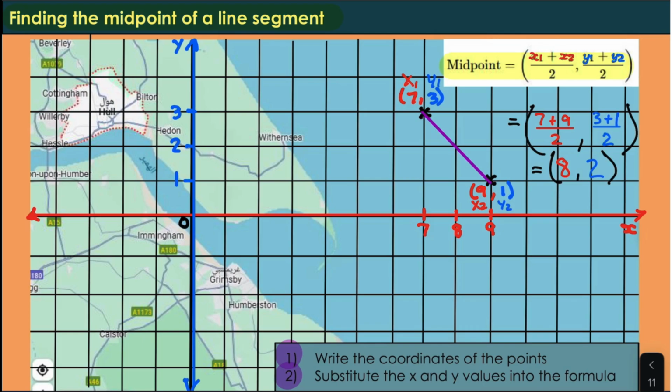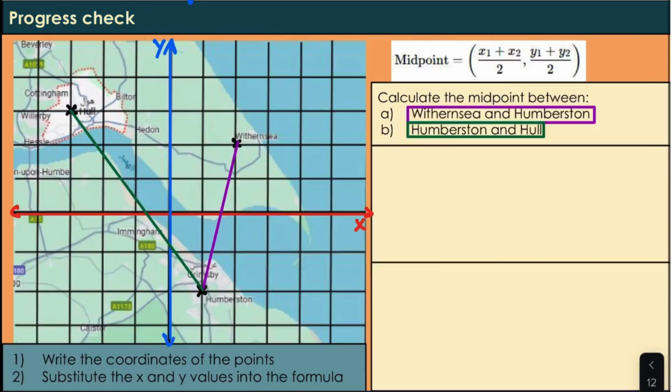Does 8, 2 make sense? In the middle of that line segment, what is the coordinate of that green circle? Well, it's perfectly in between 7 and 9, so the x value would be 8. And the y value is between 3 and 1, so that would be 2. Is 8, 2 our midpoint value? Yes, it is.